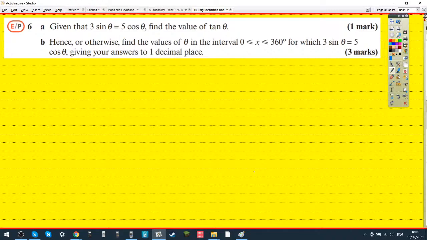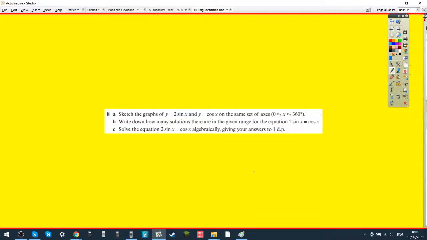So let's see. Yeah, it's an exam question. We just did some that are very similar to it. Sketch the graph, write down how many solutions there are in the range.